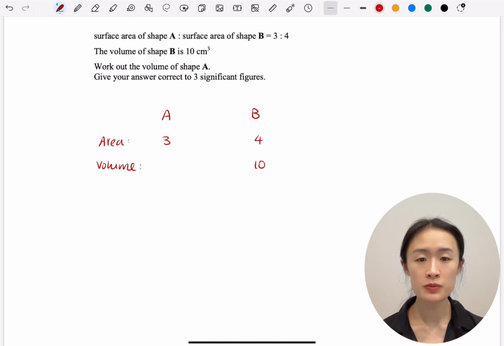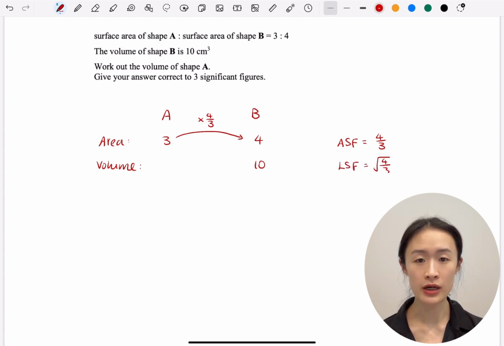This is similar to the previous question, but the numbers might be more difficult to deal with. Now from 3 to 4, the scale factor is 4 over 3, and that is our area scale factor. Therefore, to work out the length scale factor, we need to square root this number, and that will give us 2 over root 3. Rationalizing it, that means getting rid of the square root in the denominator, will give us 2 root 3 over 3.